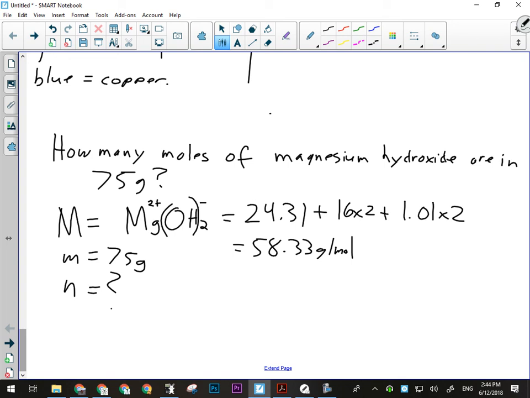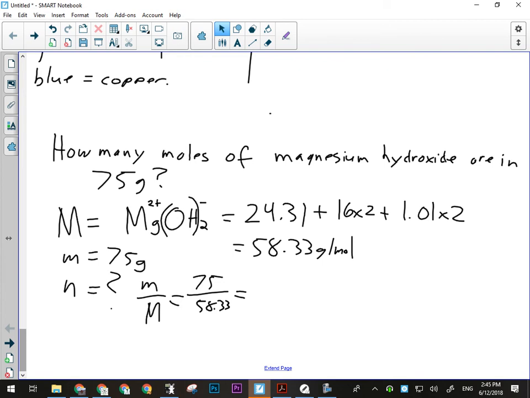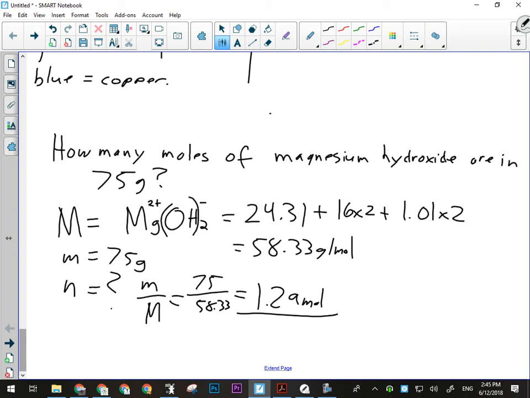Yes, Jason. Yep. All right, so now that I have big M and little m, I can calculate N. So N equals little m over big M. I don't have to manipulate it. I just have to put in my numbers. So 75 divided by 58.33, and I've got 1.29 moles. Okay, that's the easiest one.